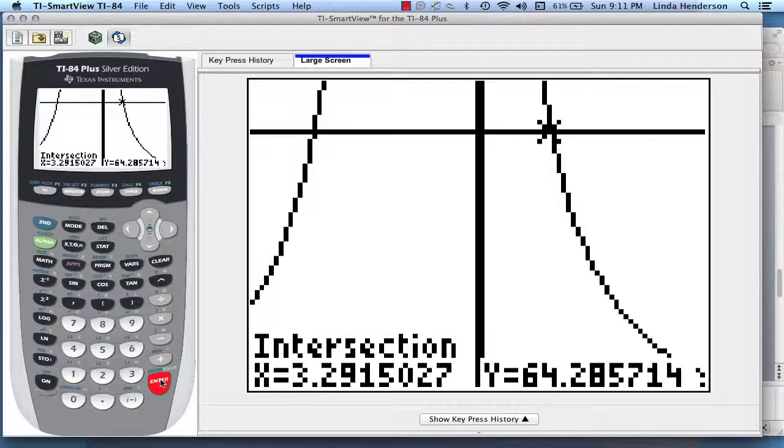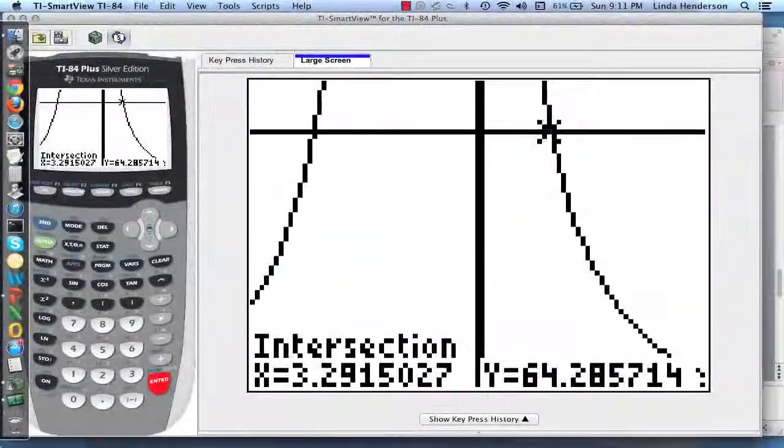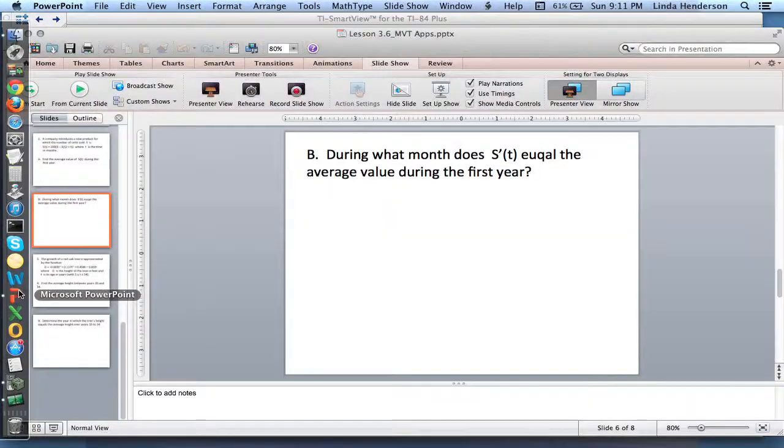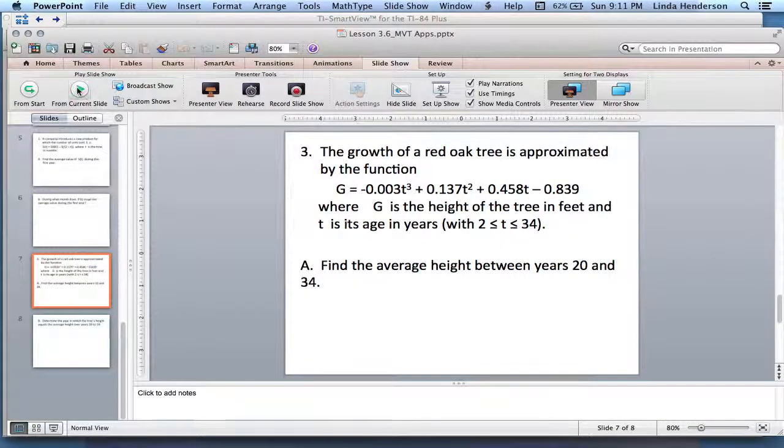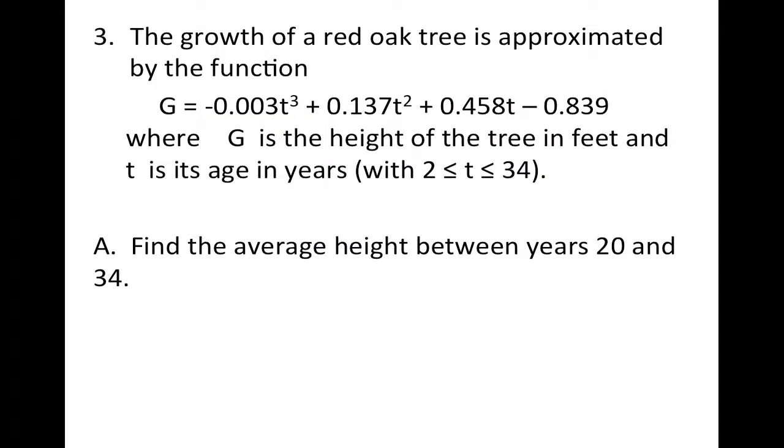All right, so we have one more to go. Go back to the PowerPoint. A more environmental problem, dealing with the growth of a red oak tree. The growth of the tree can be approximated by that cubic function you see there. G is the height of the tree, and T is the age in years. And notice T has to be between 2 and 34.